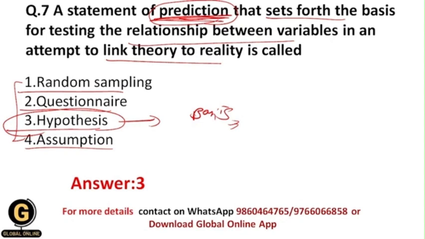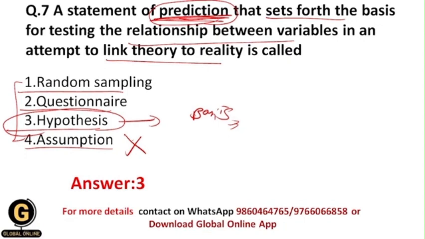All of you getting? And that's why your correct answer should be hypothesis, not assumption, because there is a lot of difference between hypothesis and assumption. Assumption is only the thing which comes after our intuitive thinking, but hypothesis is the proper prediction. It is a proper statement of prediction. This is not an intuitive thinking part. And hypothesis includes the relationship between the variables, and it is an attempt to link theory to reality, but assumption is not like this.